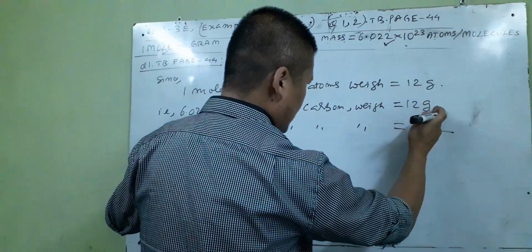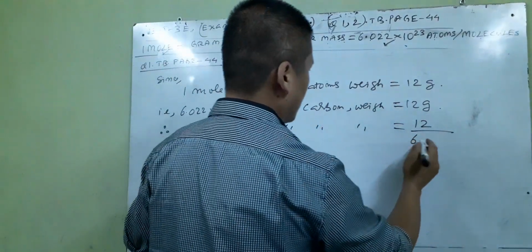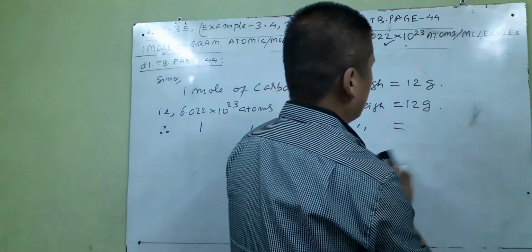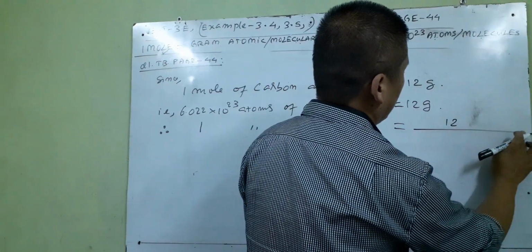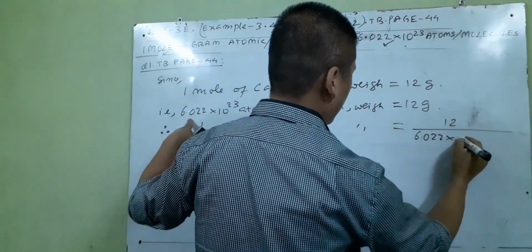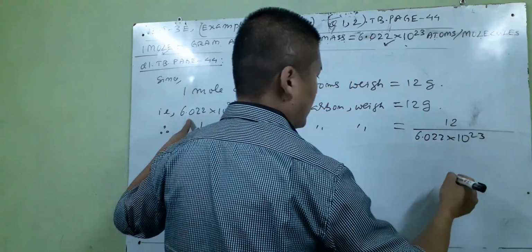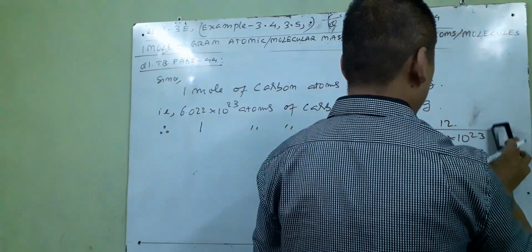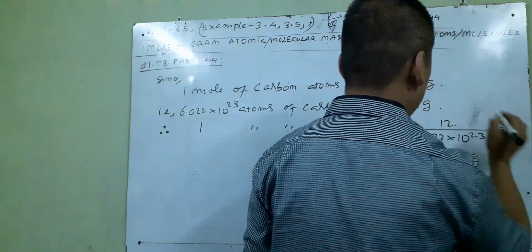6 point, right side by left side. When we are finding for 1, mango method, do you remember? Yes. So here, let's do 12 divided by this number, 6.022 into 10 to the power 23. Okay, this one 12, this much grams. So this is your answer.